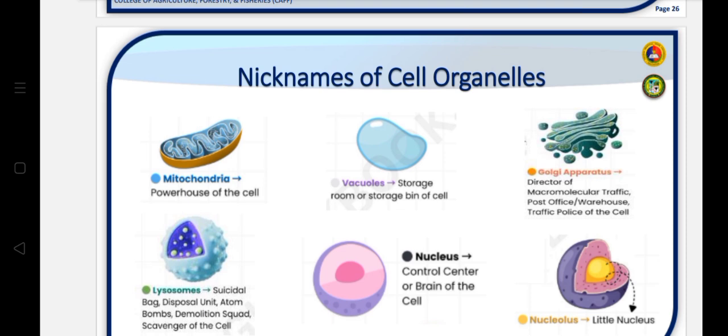And then how about the nucleus? It is known as the control center or brain of the cell. Why? Because it holds the DNA and controls all activities, just like the principal's office runs the school. And we have the nucleolus. The nucleolus is known as the little nucleus. So the nucleolus makes ribosomes like a small workshop inside the principal's office.